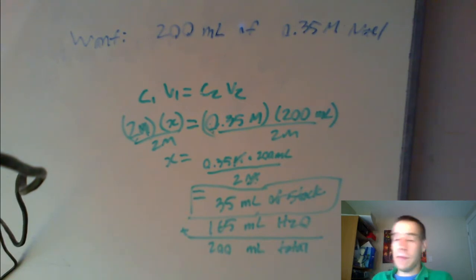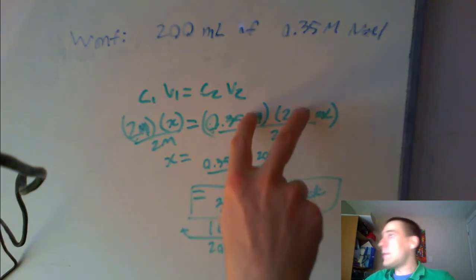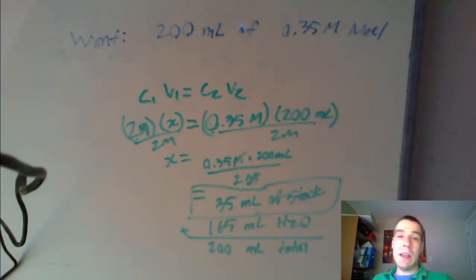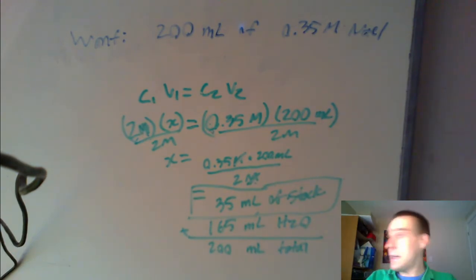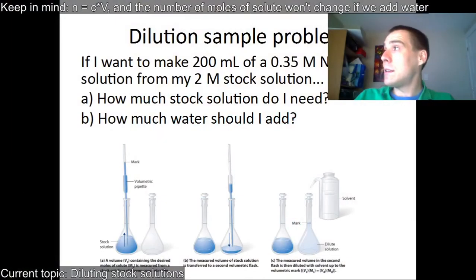Okay. So that's how that kind of question works. If you're ever confused with C1V1 and C2V2, you can actually go right back to first principles, because this C2V2 is just the number of moles, and then you can work it out from there. So that's the second thing taken care of.